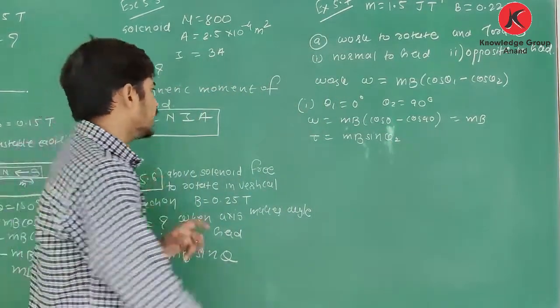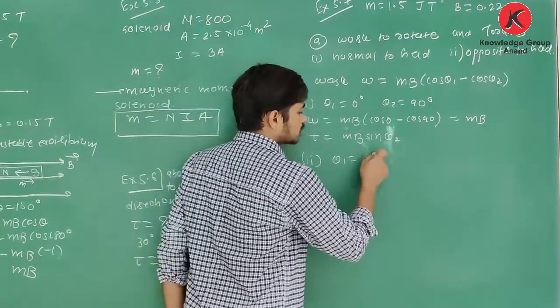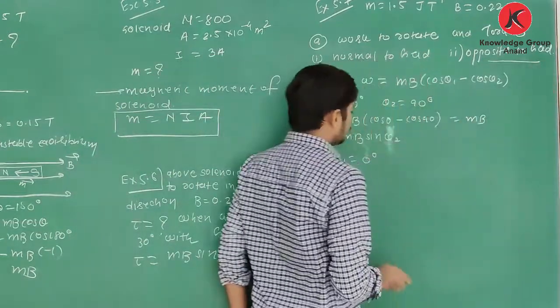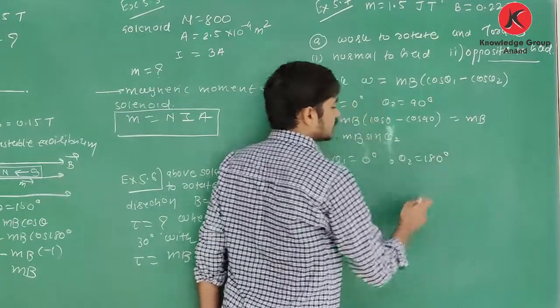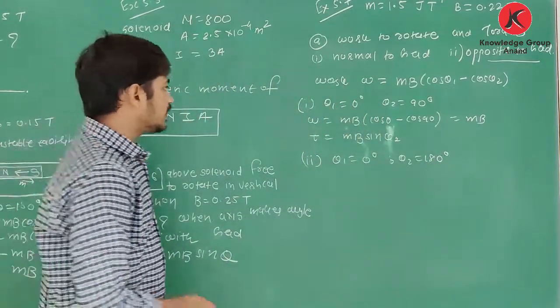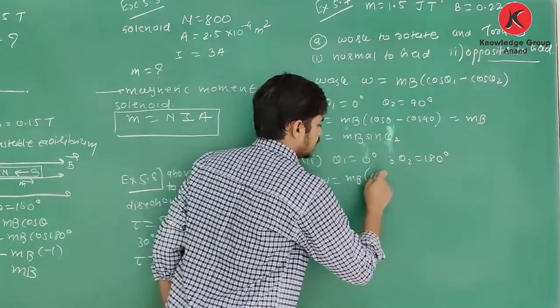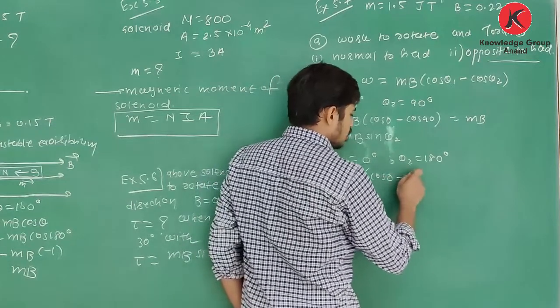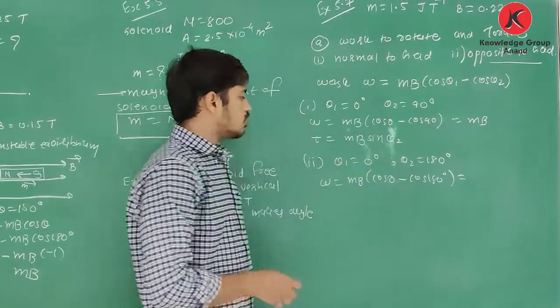You can easily calculate. So for the second case, theta 1 is equal to 0 degrees from the equilibrium condition. Opposite to the field means theta 2 is equal to 180 degrees. So W is equal to mB (cos theta 1 minus cos theta 2), where cos theta 1 is cos 0.